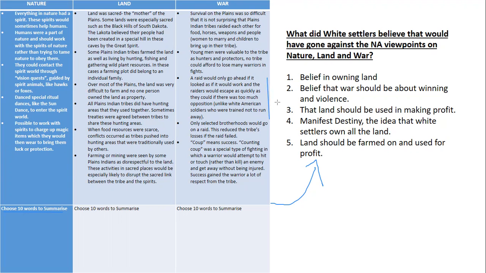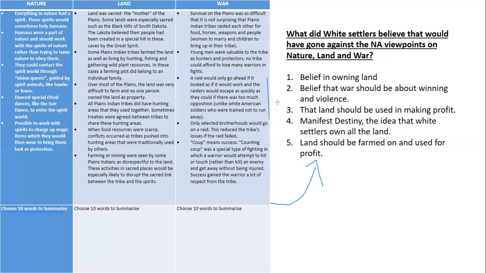A raid would only happen if it looked like it was going to be successful and you could get away as quickly as possible, unlike the white settlers, white Americans, who believed they should never run. Running was a sign of cowardice. Only certain brotherhoods would go on a raid, so it reduces the tribe's losses. And for Native Americans, it was all about bravery.